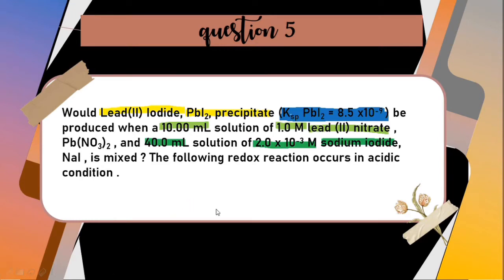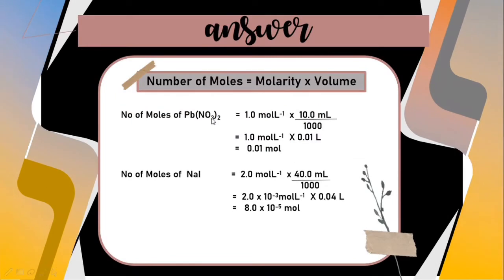To answer this question, firstly, we need to find the number of moles of lead(II) nitrate and also sodium iodide using the volume and molarity given in the question. To find the number of moles, we use the formula molarity times volume. First, the moles of lead(II) nitrate: substitute the molarity, which is 1, times 10 milliliters, divided by 1000 to convert to liters, so we obtain 0.01 liter. The final answer will be 0.01 mole.